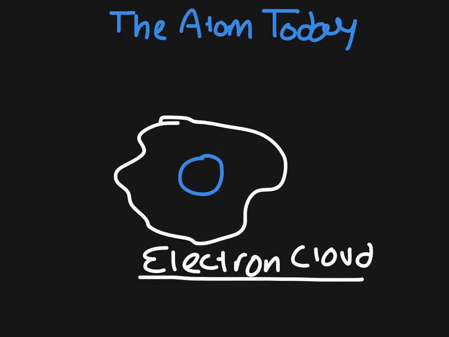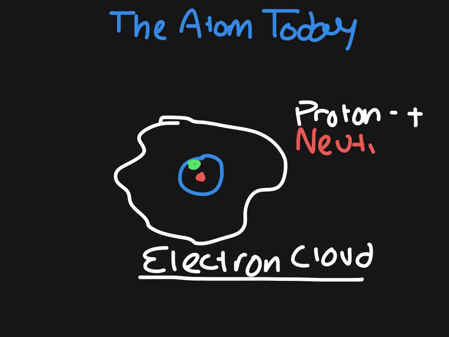And in the next chapter, we'll learn a little bit more about electrons. But inside this nucleus, which only really makes up a small part of the atom itself, as most of the atom is comprised of just space. So in this nucleus, we have protons and we have neutrons. Protons, as you remember, are positively charged. And neutrons have no charge.